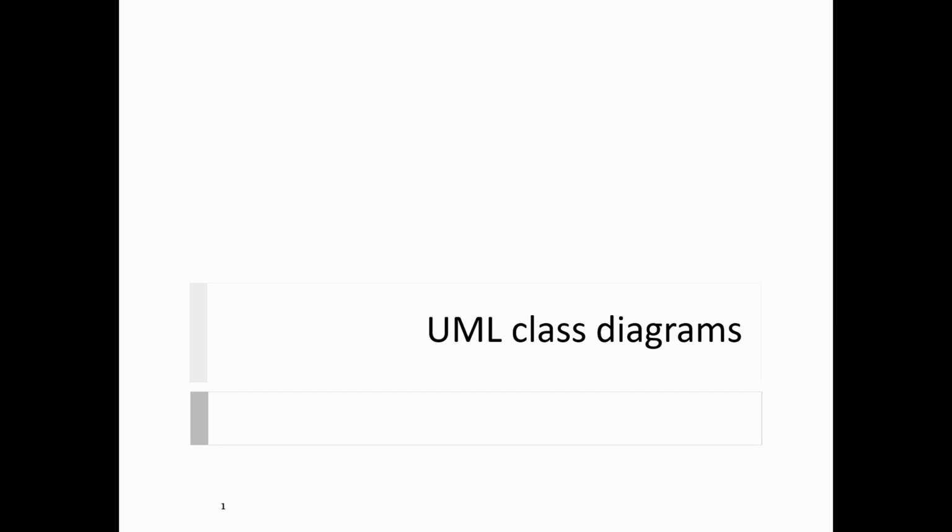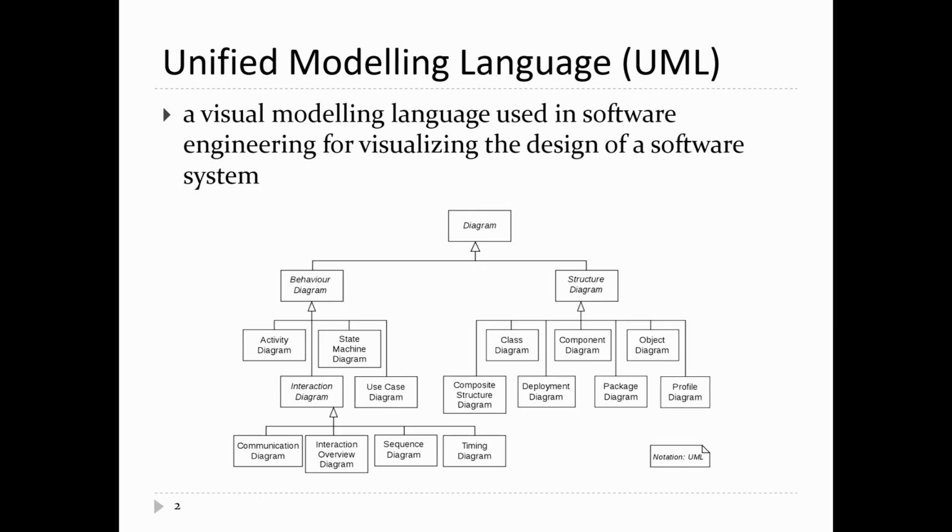Okay, so the topic of today's lecture is UML class diagrams and the relationship between classes. All right, so there's this thing called UML that's used to describe the structure and behavior of object-oriented software. UML stands for Unified Modeling Language. It's a visual language used in software engineering, and it's used to visualize the architecture or the design of software.